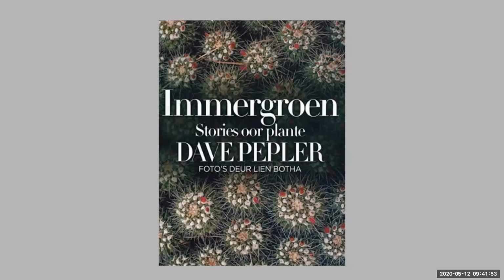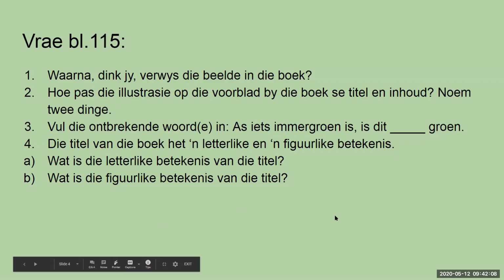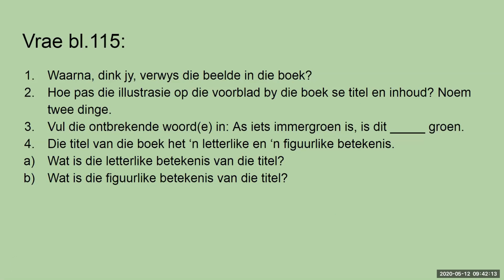En die titel van hierdie boek is Immergroen, stories oor plante, en dan die outeur is Dave Peppler en die foto's is geneem deur Lien Botha. Wat beteken immergroen? Does anybody know? Okay, ek gaan julle help dalk net. Immergroen beteken evergreen. So we are talking about trees and plants that do not lose their leaves in winter. Okay, so you can see quite a few of those types of trees in Bloemfontein as well in winter. If you drive by them in June, July, they will still have nice green leaves.